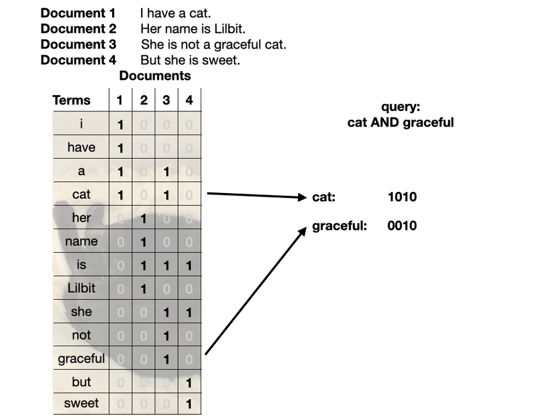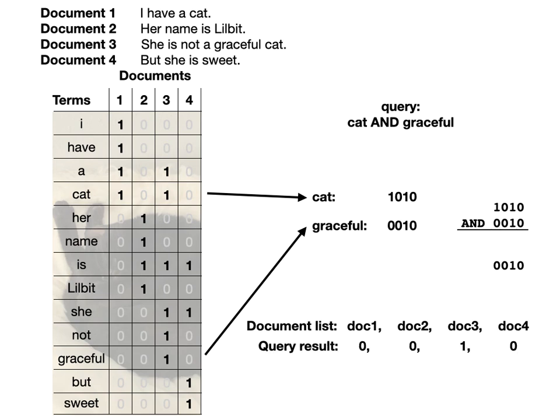Now with our human eyes, we already know the answer to this, but we can do this algorithmically. So run through our operation and these two strings together, and you just get the third item of the string is true. That means document 3. So if I'm looking for cat and graceful in this little set, then I achieve document 3 as my result. And that makes sense because that's the only one that has both of those words in it.